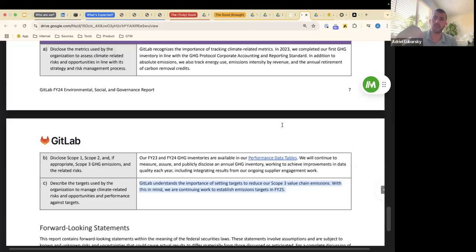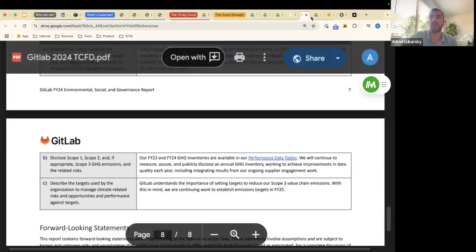So if your company is just not there yet to set these targets because you're not sure how to do it, you don't want to take the risk, your leadership doesn't want to get involved in that, you're curious what the current administration will do to you, this is a nice way to just say we're working on it.